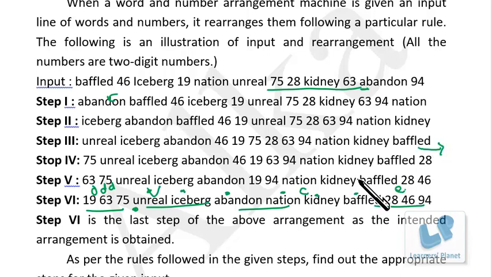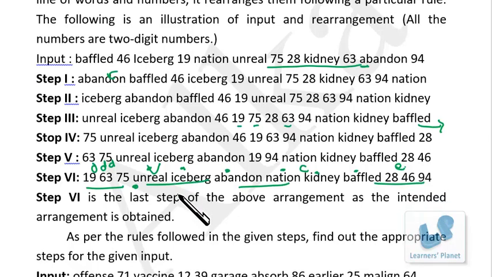After that, it is time to arrange the numbers. So 19, 75 and 63, these three numbers are to be arranged. First of all 75 is arranged, then 63, and then 19. And similarly, or I can say simultaneously, 28 is arranged, then 46, and then 94. So within 6 steps the entire story is done. So this is how you can arrange all the steps.